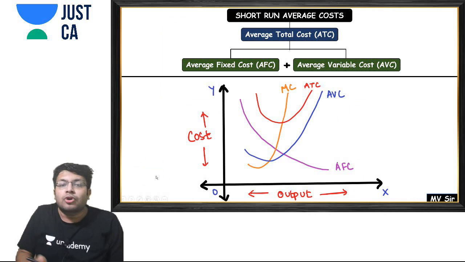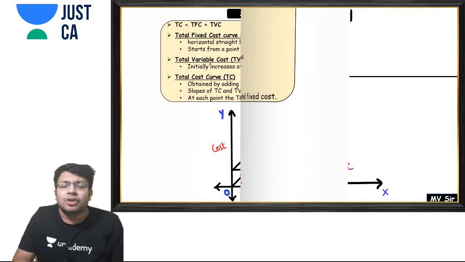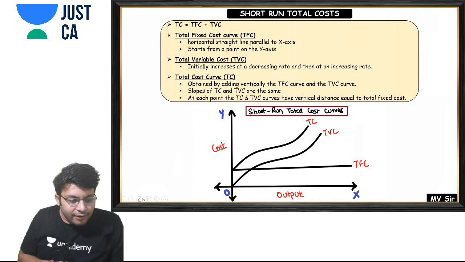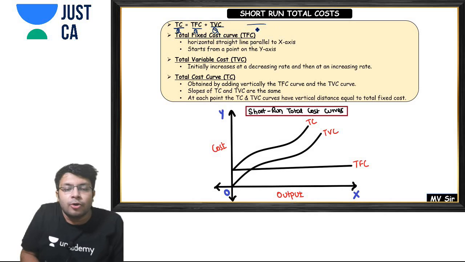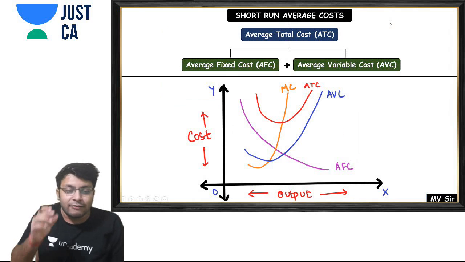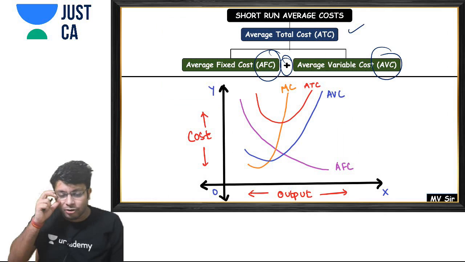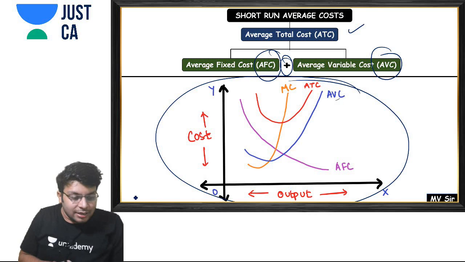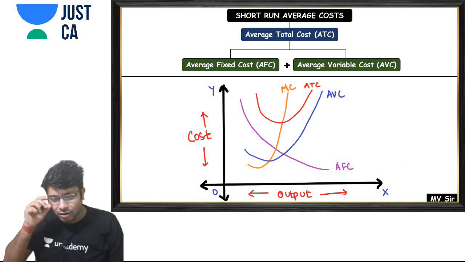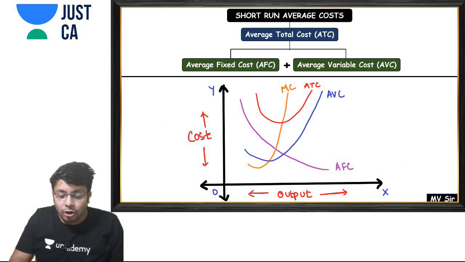Next is short run average cost curves. Now, how will you get short run average cost curves? Just divide these costs by Q. When you divide total cost by Q, you divide total fixed cost by Q, you divide total variable cost by Q, what do you get? You will get average total cost equal to average fixed cost plus average variable cost. So see, these are the short run average cost curves. Are you getting my point? Please tell me. And this is the graph of the short run average cost curves.